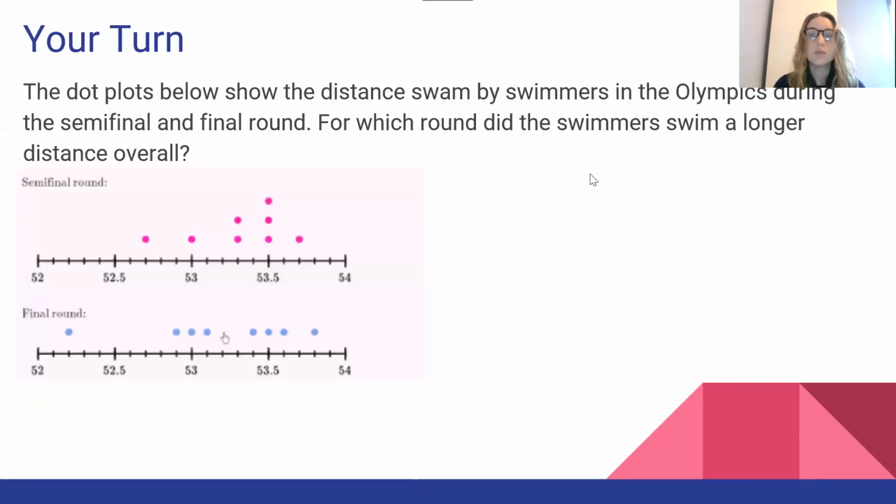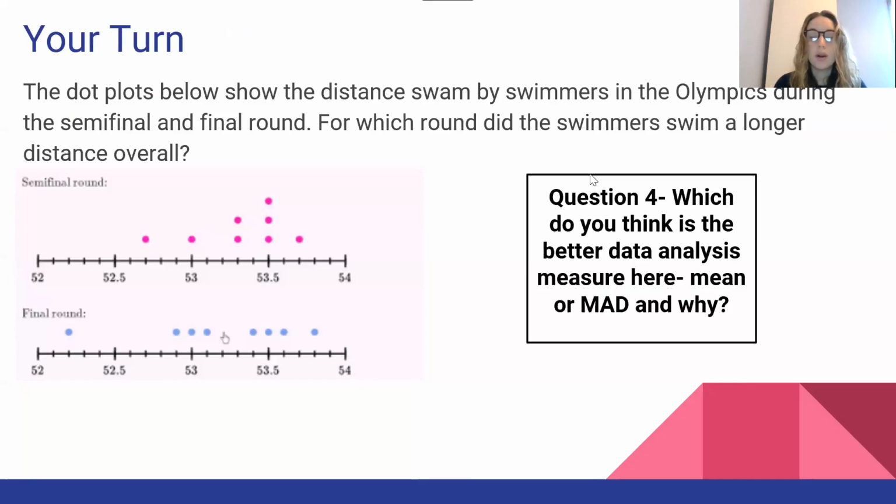Okay, let's move on to the second example. This is your second problem. The dot plots below show the distance swam by swimmers in the Olympics during the semi-final and final round. For which round did the swimmers swim a longer distance overall? So this is question 4. I want you to think, which do you think is the better data analysis measure here? Is it mean or MAD, and why? And you're going to go ahead and enter your response in Google Classroom. Your teacher's going to pause the video now so you have time to answer.